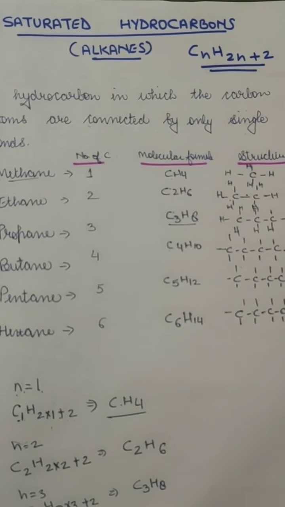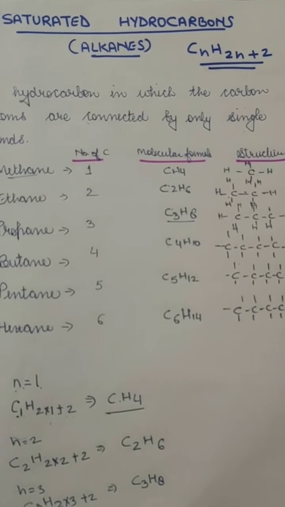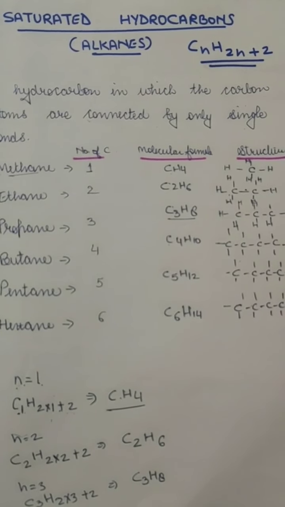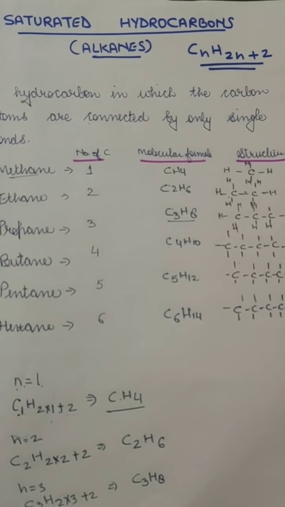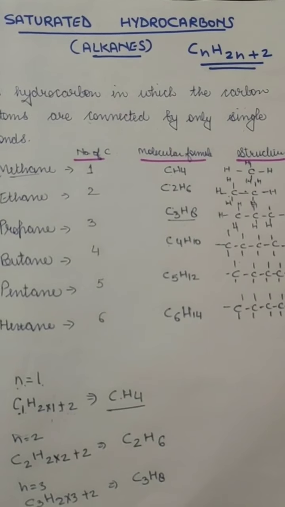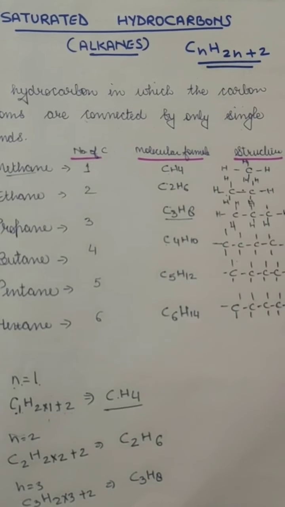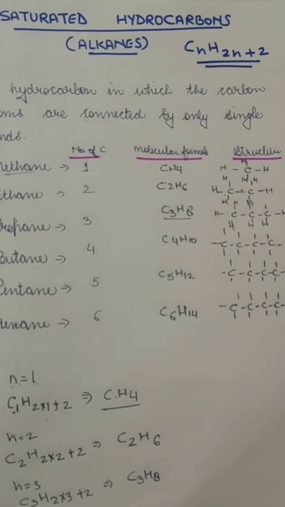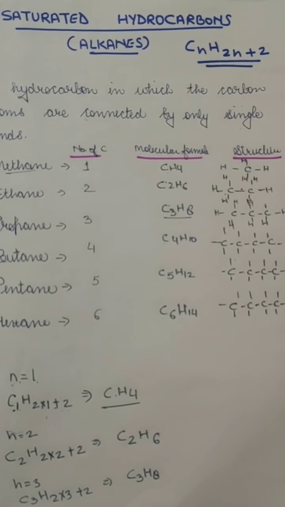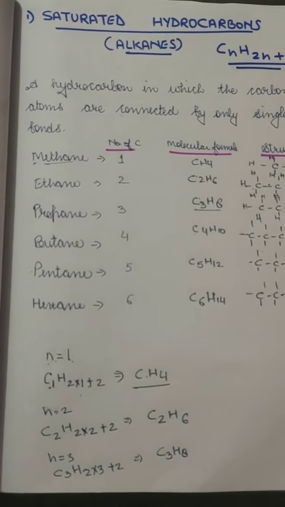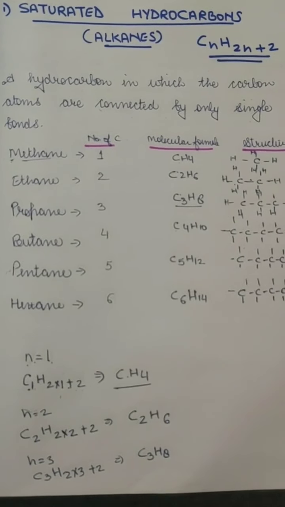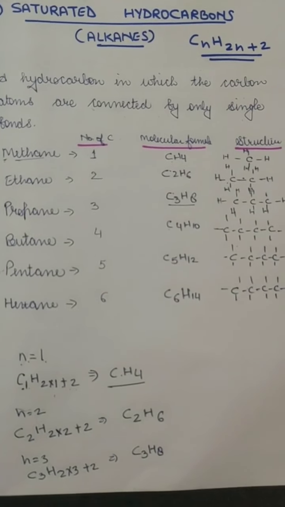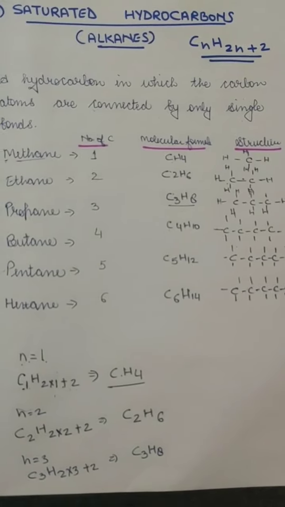So in continuation with the topic we were doing in our previous lecture, that was hydrocarbons, we will be continuing the topic of saturated hydrocarbons and unsaturated hydrocarbons. In the last lecture we read about saturated hydrocarbons, which are called alkanes. Today we will be reading about alkenes and alkynes.